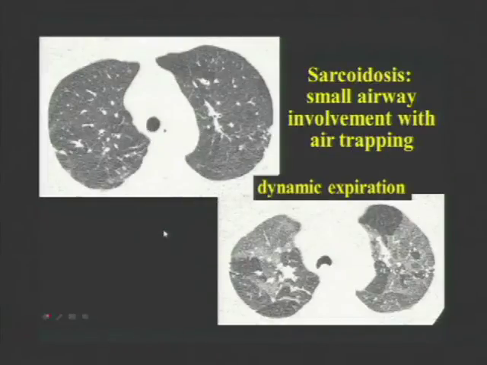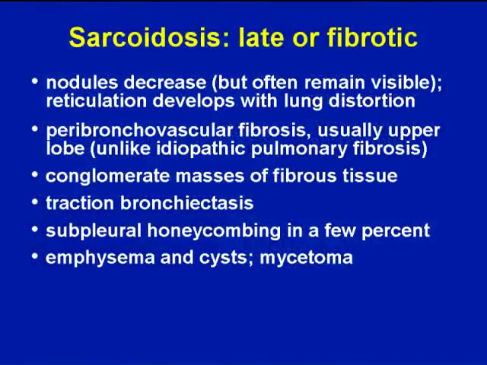Here, a patient with sarcoid and small airway obstruction with air trapping, an inspiratory scan in the upper left-hand corner. You can see a few scattered nodules here and there. On the expiratory image in the lower right, you can see marked air trapping involving a number of different lung regions, lobules, and multilobular areas of air trapping. This is sarcoid with small airway involvement. But seeing air trapping like this is not uncommon in patients with sarcoid if you do expiratory imaging.